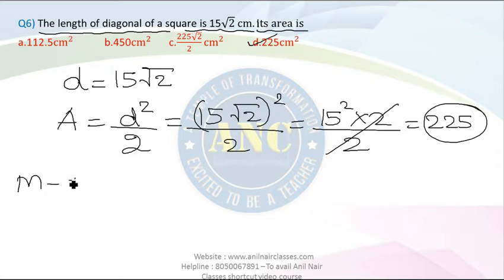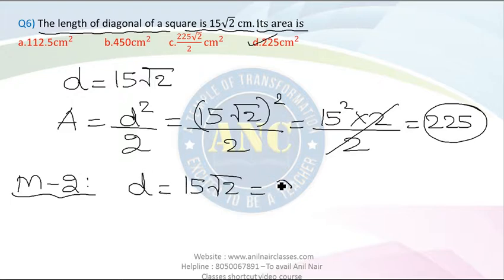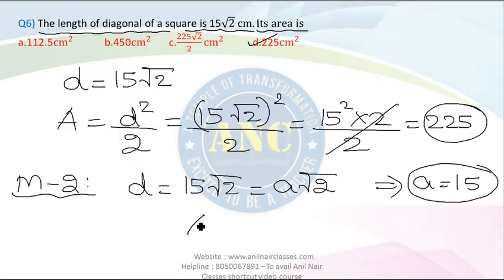Sir, can I do it in some other method? Definitely. The diagonal is 15√2. The diagonal of a square is a√2, where a is the side of the square. That means the value of a is 15. If the side of the square is 15, the area is nothing but a squared.